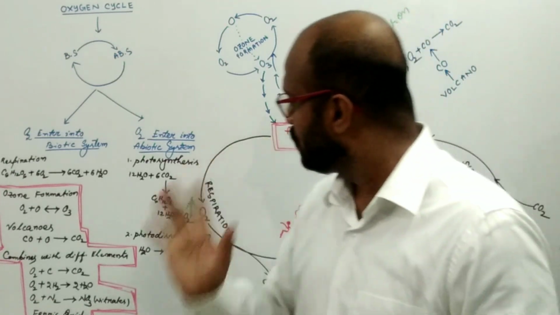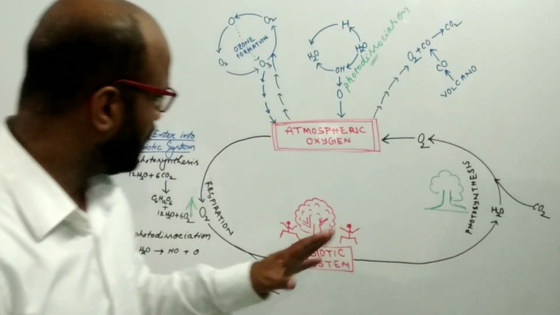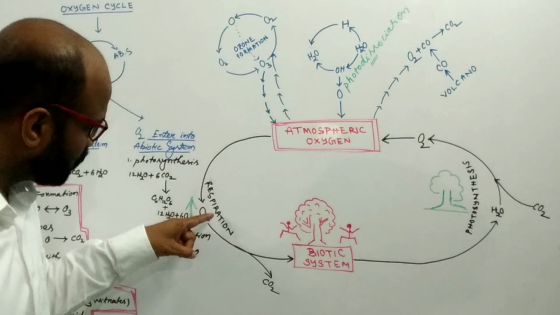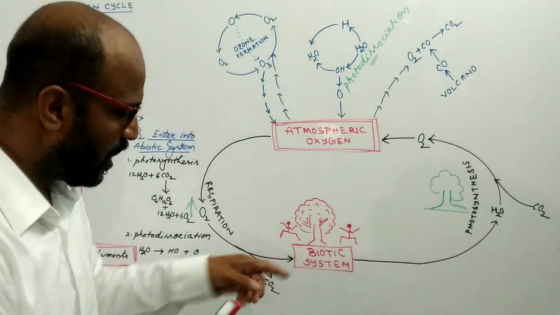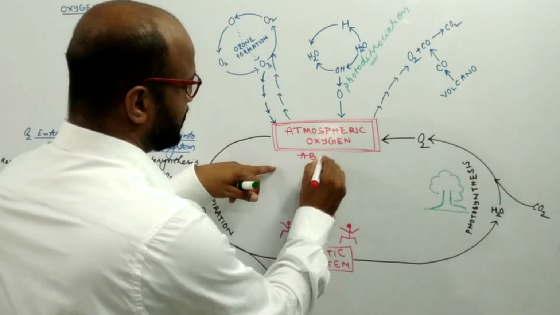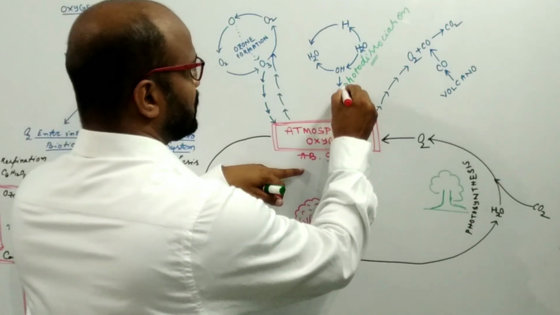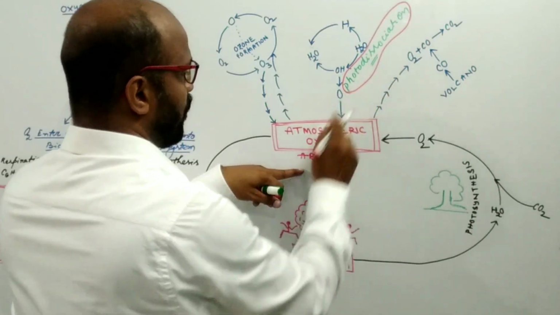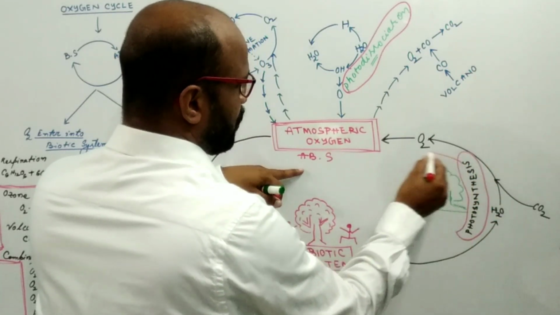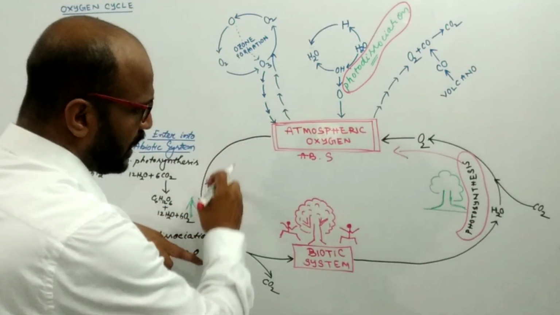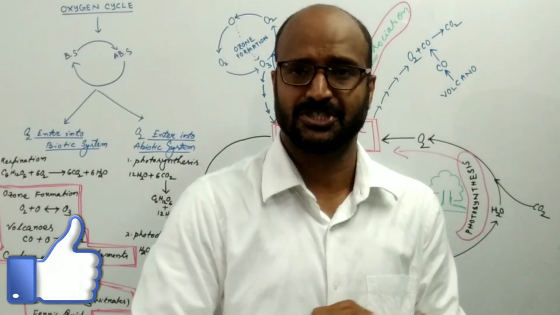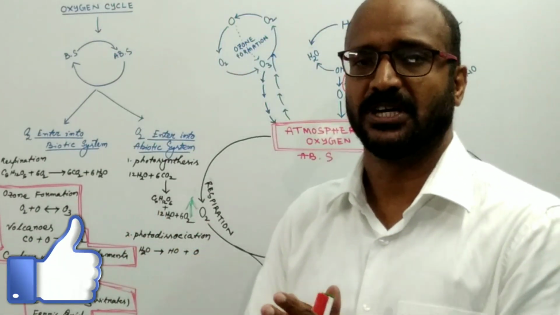So this is the whole oxygen cycle: how oxygen enters the biotic system through one process, respiration, and how oxygen enters the abiotic system through two processes, this one and this other one. So this is the cyclical movement of oxygen from the abiotic system to the biotic system and from the biotic system to the abiotic system, which constitutes the oxygen cycle.